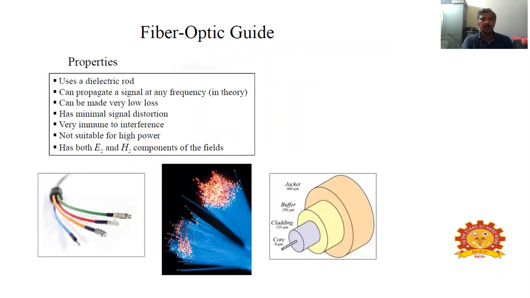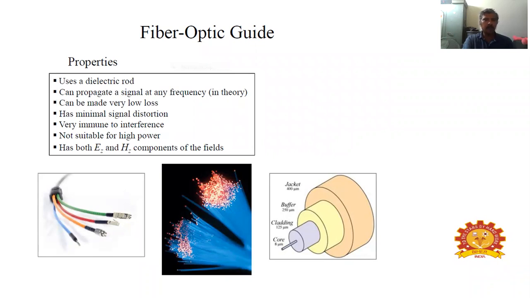And next, coming to the fiber optic guide, which is more prominently and more frequently used as the transmission line. It has so many important properties, and let's see these properties. A fiber optic guide uses a dielectric rod. It can propagate a signal at any frequency.